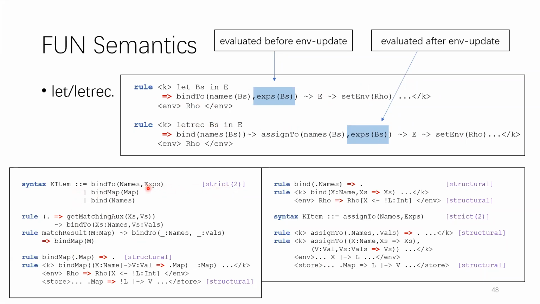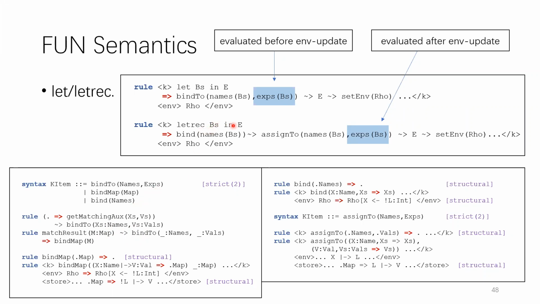It's a bind to, it's a strict of 2, right? So what it's doing is it will evaluate the second arguments into values, and then it will bind those values to the variables. And when you evaluate the values, you're evaluating in the current environment, right? So in the old environment. And then you update the environment with these new bindings. That's how you do a let.